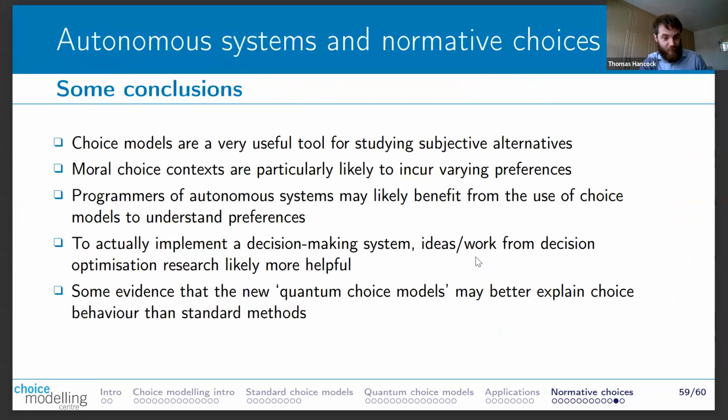Programmers of autonomous systems may likely benefit from the use of choice models to understand preferences, but decision optimization research is also going to be helpful. So you need to consider which one you actually want to use if you're looking at programming decision-making tools. Finally, we have some evidence to suggest that quantum choice models may better explain choice behavior than standard models.